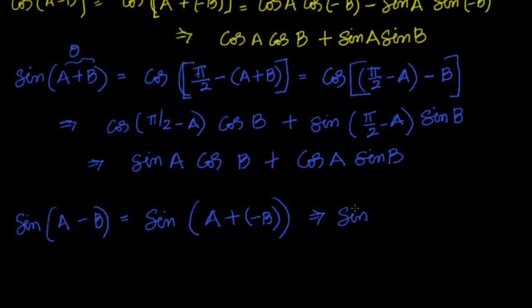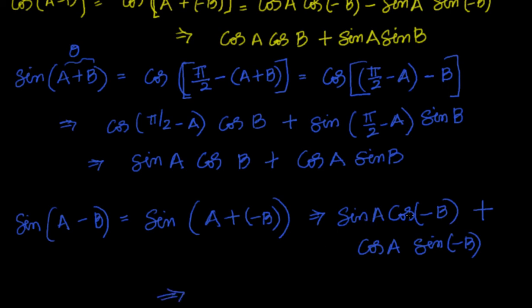So this is nothing but sin a cos of minus b plus cos a sin of minus b. Now let us see what this becomes. Sin a as it is, cos of minus b is cos b, then cos a is cos a, sin of minus b is minus sin b, because we know cos of minus theta is cos theta and sin of minus theta is minus sin theta. So this becomes sin a cos b minus cos a sin b.